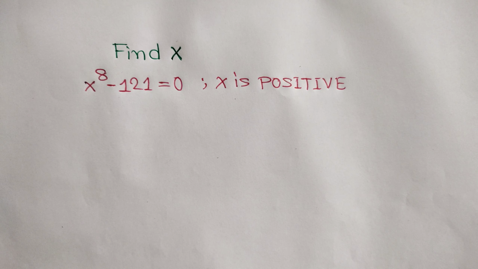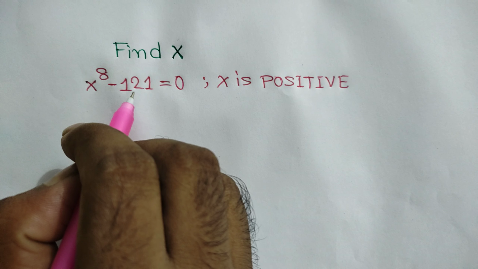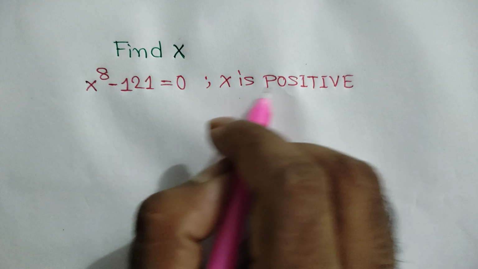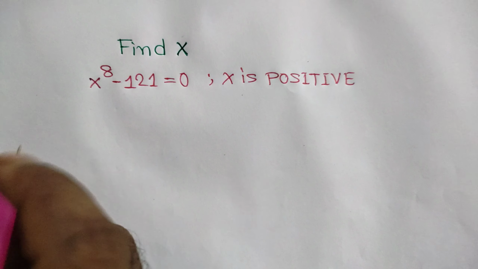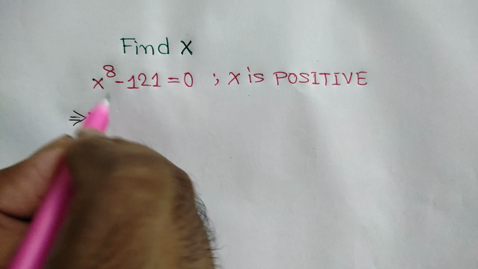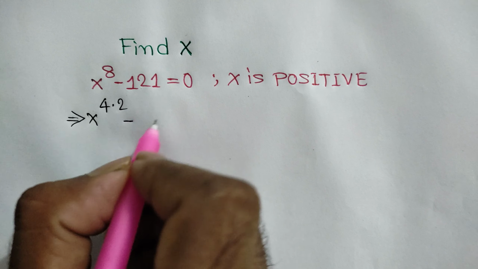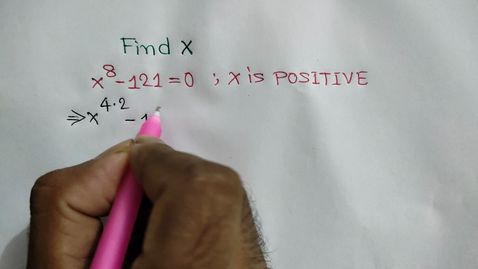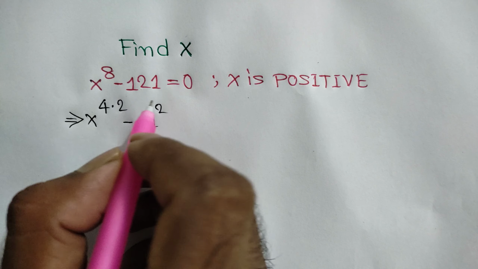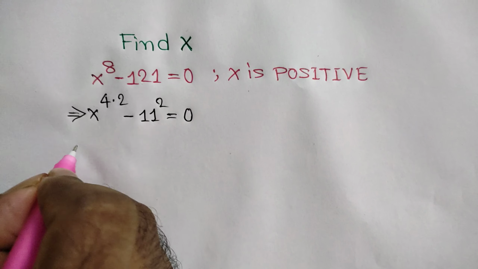In this video I am going to show how to find the value of x where x to the power 8 minus 121 is equal to 0. X is positive. Okay. Or x to the power 8 can be written as x to the power 4 times 2, minus 121, and 121 can be written as 11 square, because 11 square is the same as 121, is equal to 0.